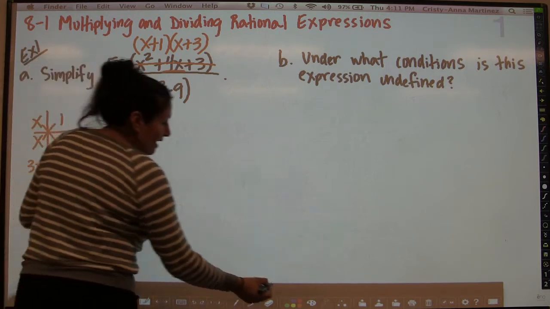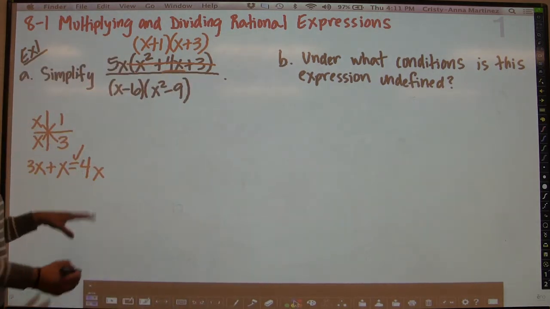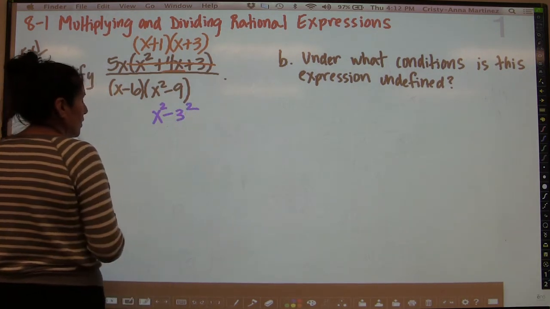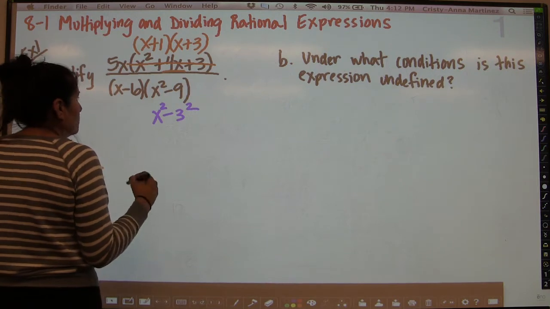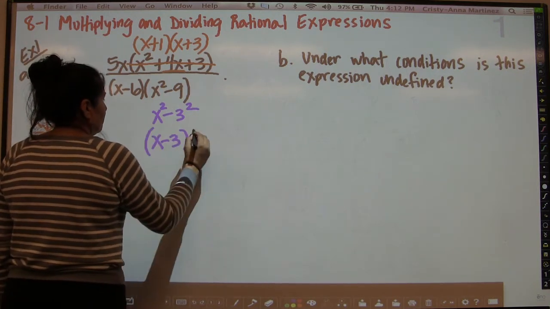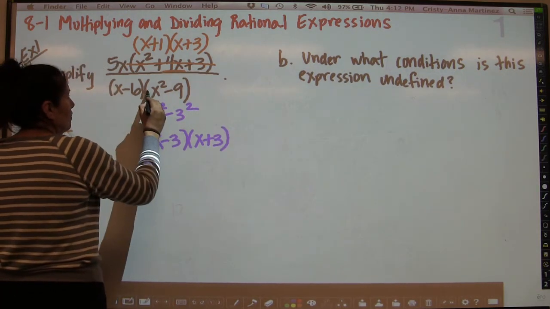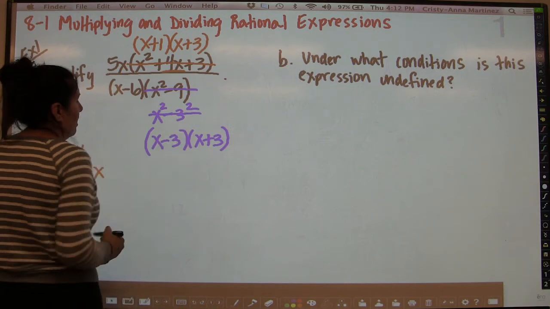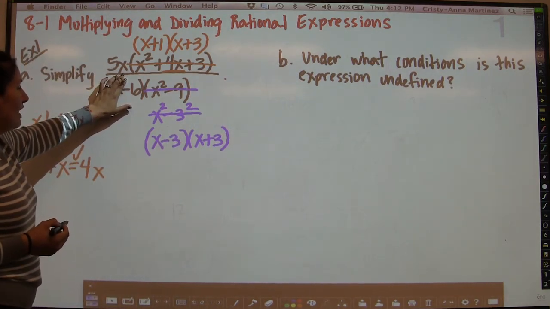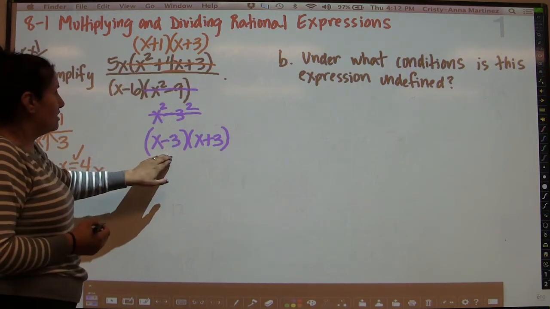On the bottom, we have x squared minus 9, which you can also factor using this method, but you might also recognize it as x squared minus 3 squared, a difference of 2 squares. So we're going to go ahead and use our formula, and that's going to be x minus 3 and x plus 3. So now on the top we have 5x and the factors x plus 1, x plus 3. On the bottom we have x minus 6, x minus 3, and x plus 3.